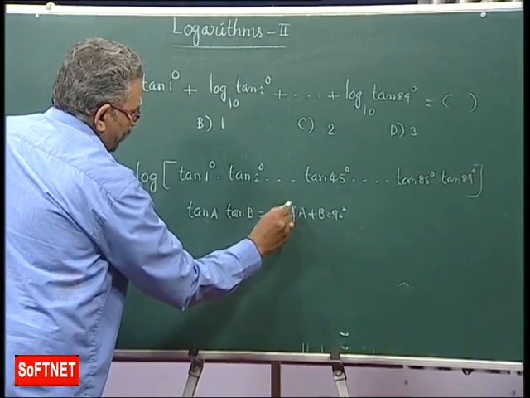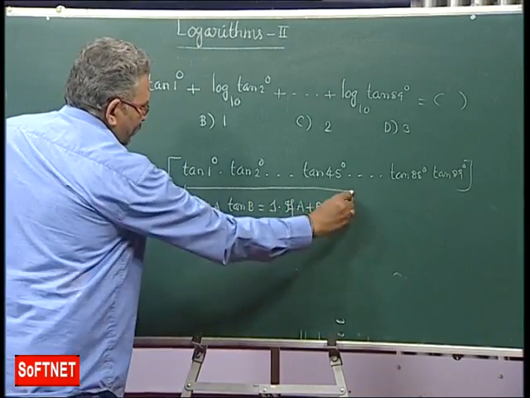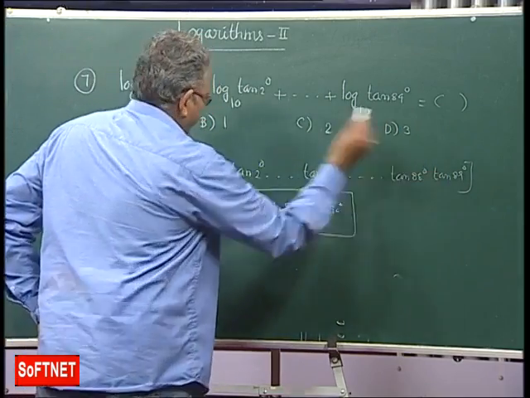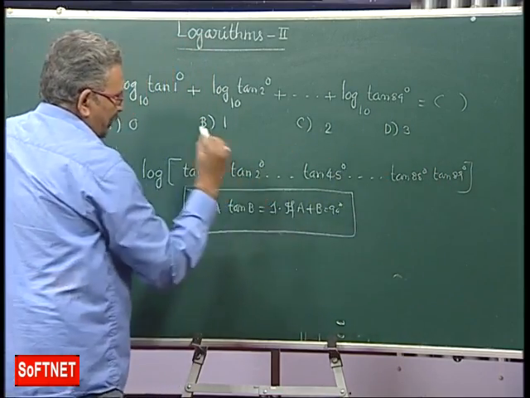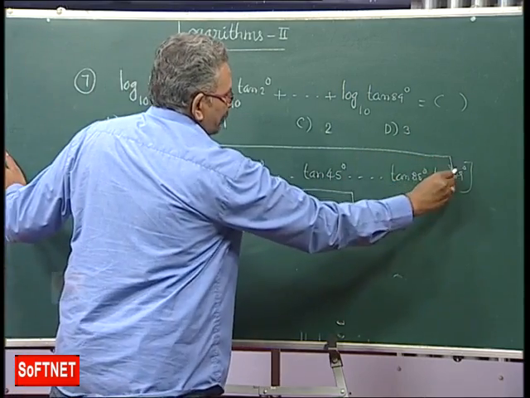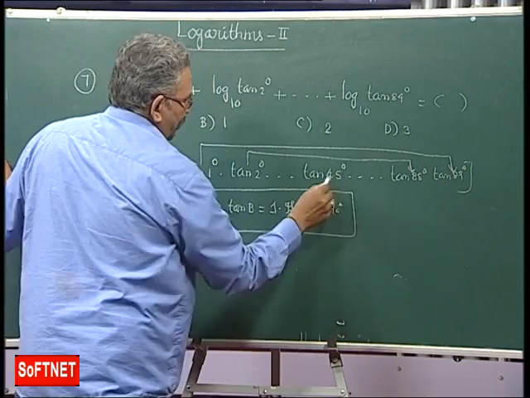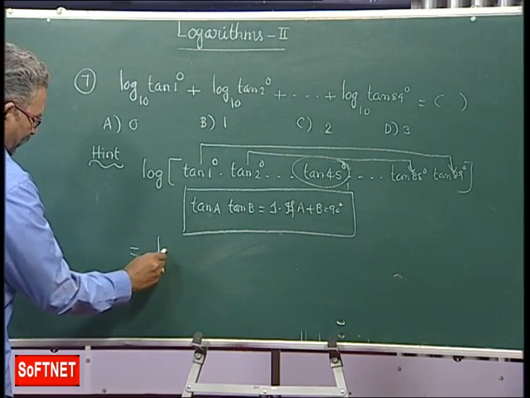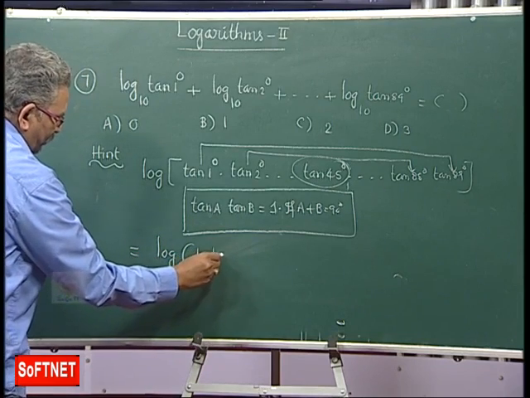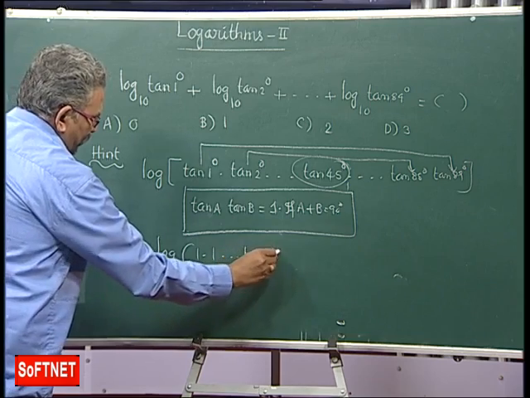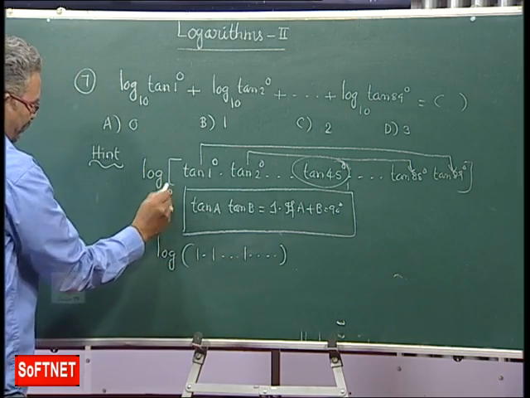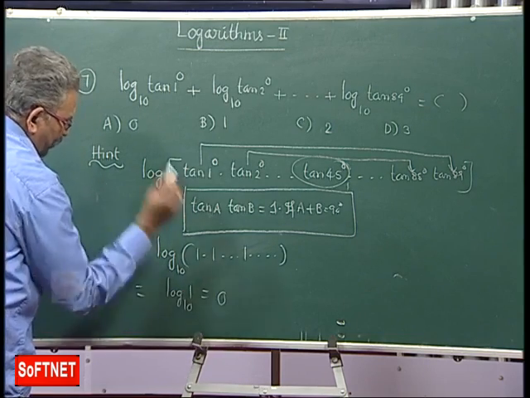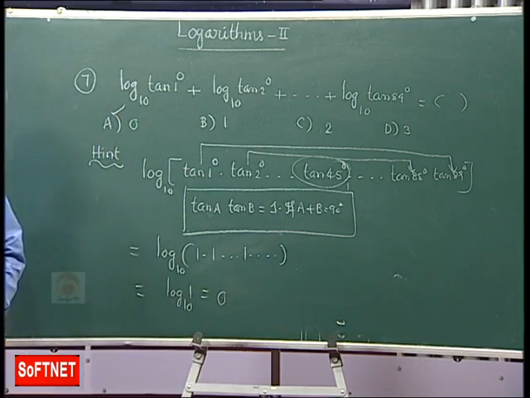So, if A plus B is equal to 90 degrees, you remember this formula. Now, check: 89 plus 1 is 90, 88 plus 2 is 90. So, this into this, this into this, and tan 45 will be 1. So, now what do you get? Log of 1 into 1 into 1 and so on. Here base 10, we get log 1 to the base 10, we know it is 0. So, A will be the right option.